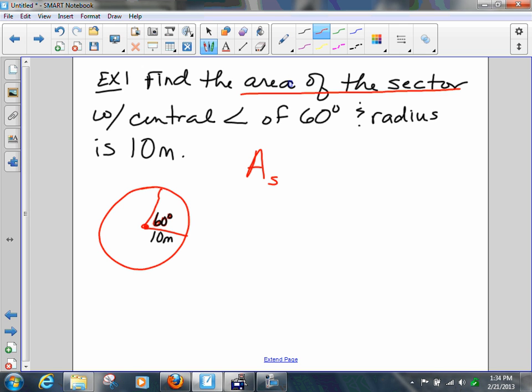What's the formula? Write the formula. Always 1/2 theta r squared.